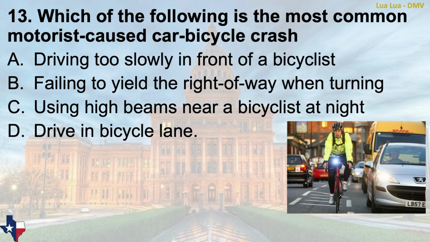Question 13. Which of the following is the most common motorist-caused car-bicycle crash? A. Driving too slowly in front of a bicyclist. B. Failing to yield the right-of-way when turning. C. Using high beams near a bicyclist at night. D. Drive in bicycle lane. The correct answer is B. Failing to yield the right-of-way when turning.